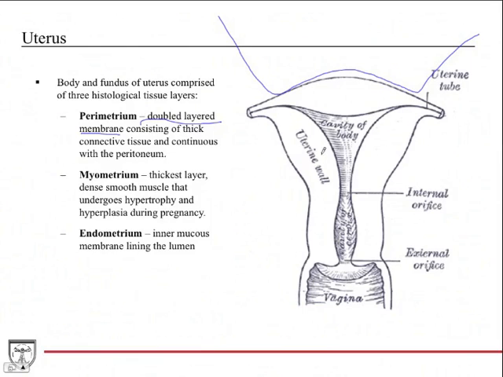Then you have the myometrium, which is the bulk of the wall of the uterus. So this is the myometrium. Because again, remember, as we said, the uterus is a very muscular organ. So it has this very thick muscular layer in the center. And then the endometrium is this inner mucous membrane here, lining the lumen of the uterus. And this is where the zygote will implant during implantation to begin pregnancy.